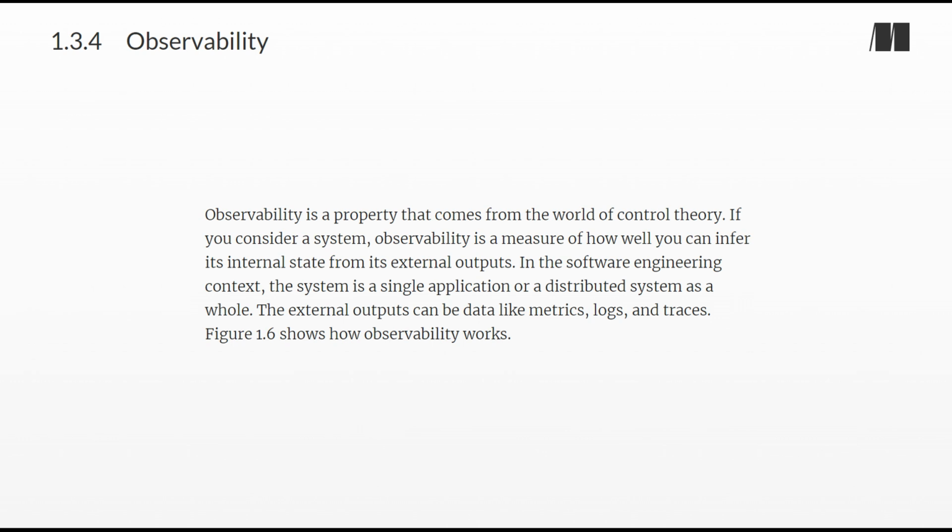Section 1.3.4 Observability. Observability is a property that comes from the world of control theory. If you consider a system, observability is a measure of how well you can infer its internal state from its external outputs.